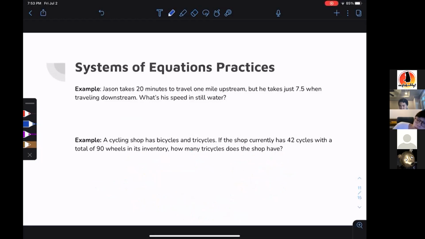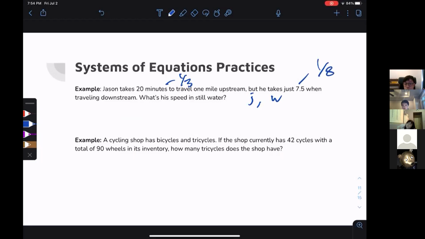I'll do this one. So we have Jason's speed that we want to solve. His still water speed, let's say, is J. And then we have the water speed as, say, W. And now I think a lot of people did this as well. Looking at these numbers, 20 minutes is 1/3 of an hour. 7.5 minutes, if you think about it, is 1/8 of an hour.